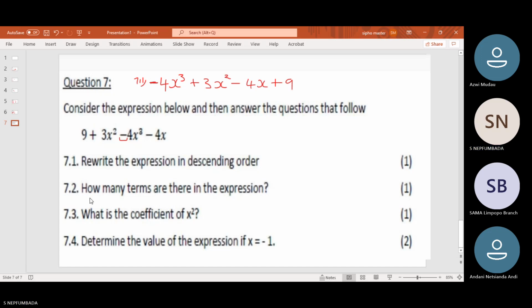So, how many terms are there in the expression? How many are they? Count them: 1, 2, 3, 4. Four. Then they said, what is the coefficient of x squared? It is 3. They said determine the value of the expression if x equals -1. Substitute x with -1 and calculate.